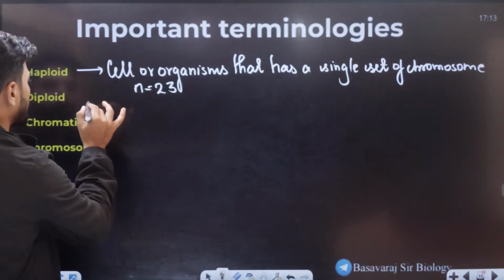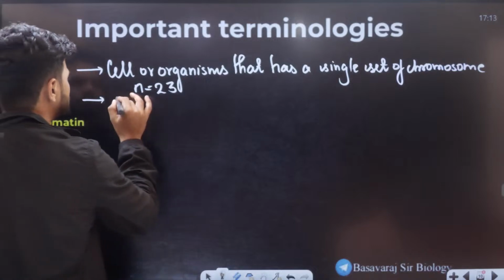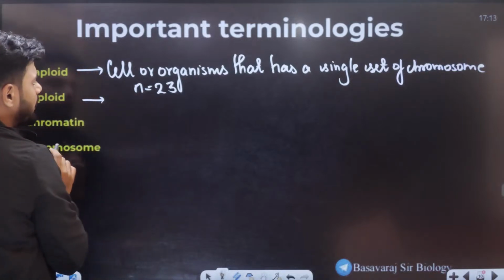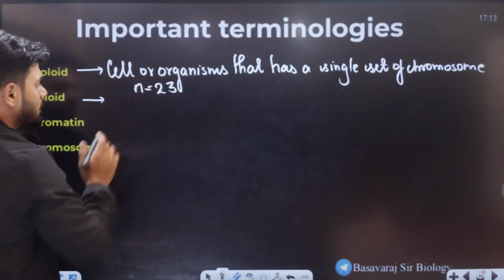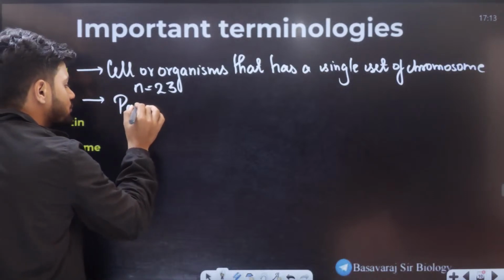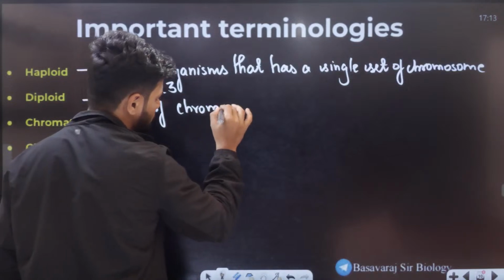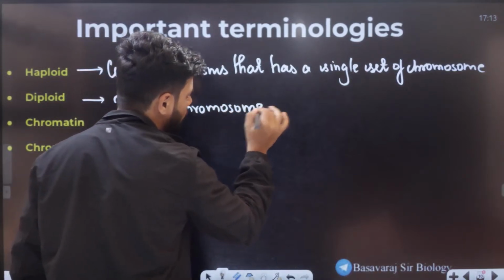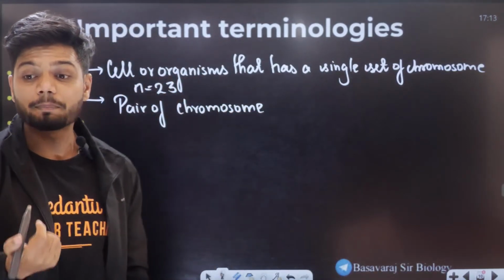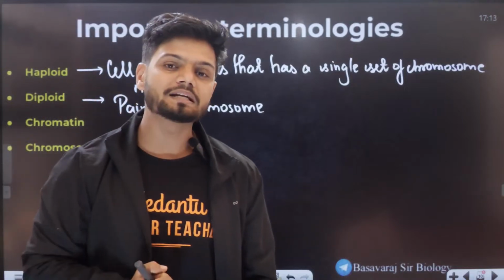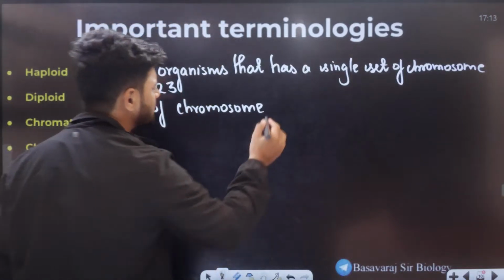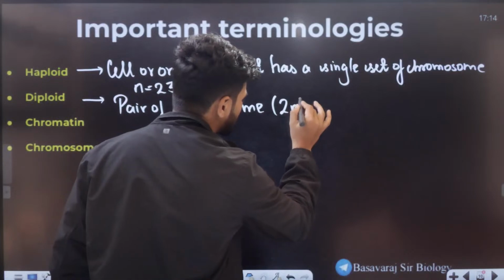Now, what is diploid? Diploid is again very simple, students. In the case of diploid, a cell or an organism has a pair of chromosomes. How do we represent it, students? We represent it with the help of a symbol, that is 2n.